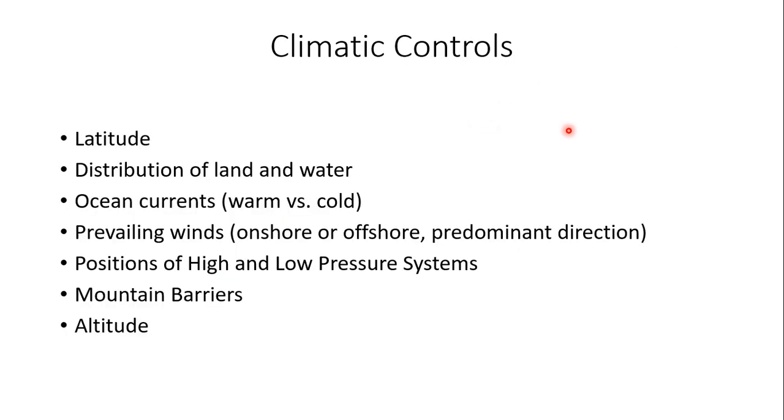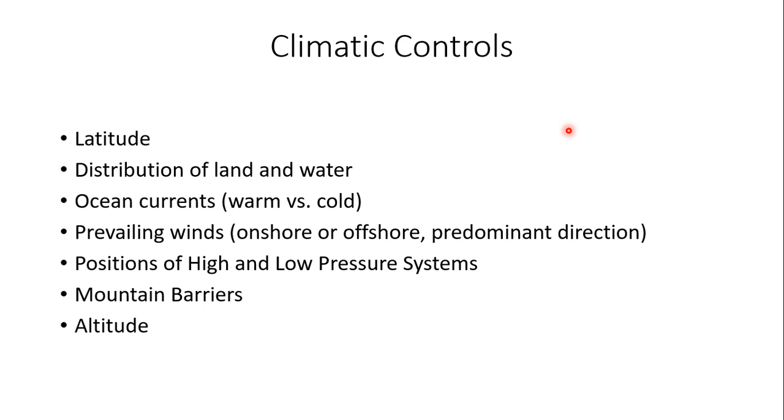Now let's jump into what exactly controls that average weather at a location. We call these climatic controls. And I'm going to cover each of these more in depth. We're going to start with latitude, which is a huge bearing on, for example, the temperature at specific locations across the Earth. The distribution of land and water, also a big consideration. The ocean currents, whether they be warm or cold, and their location in, I guess, reference to a coastal location, whether it's a warm or cold current offshore.